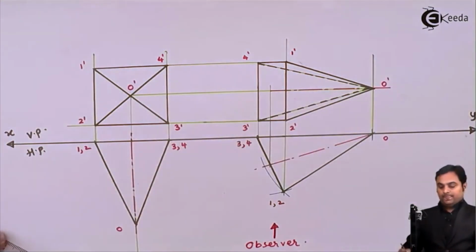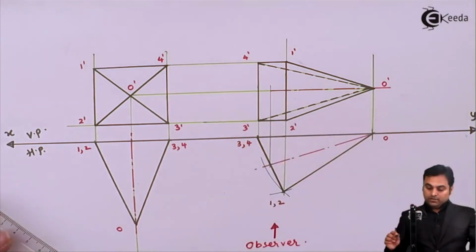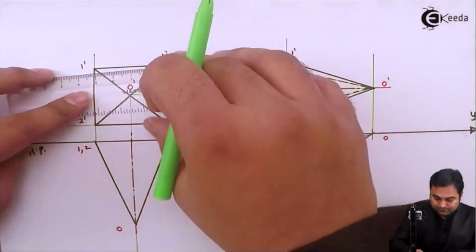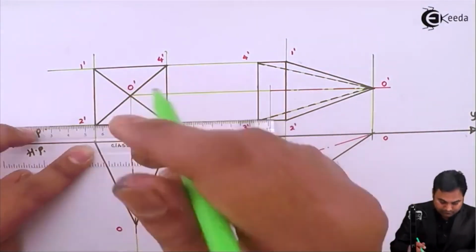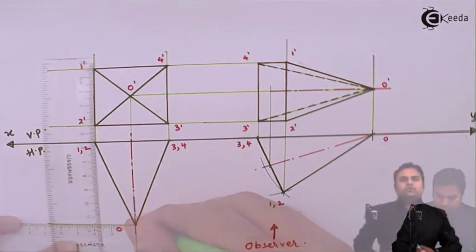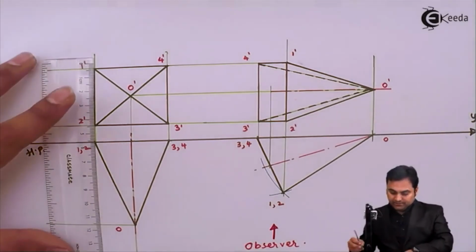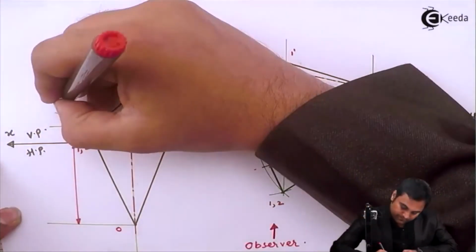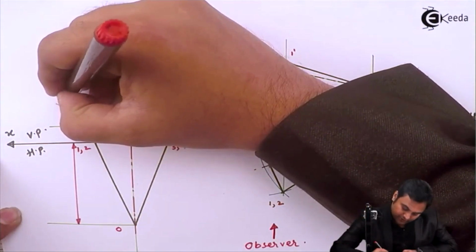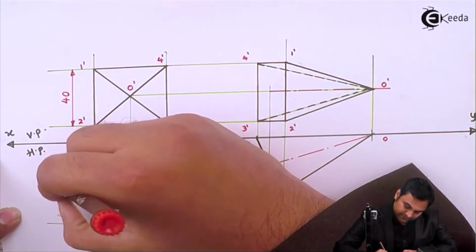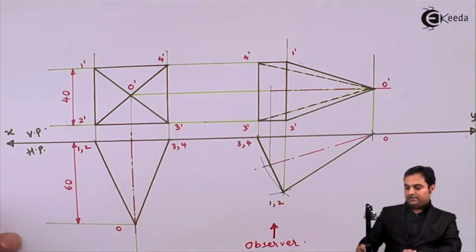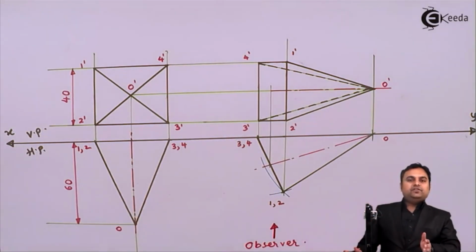So this is the axis. Then I'll give the dimensioning to it. So now here I will be giving the dimensioning. The base edge is of 40 mm, axis height 60 mm. And next, here we have drawn the pyramid as per the given question.